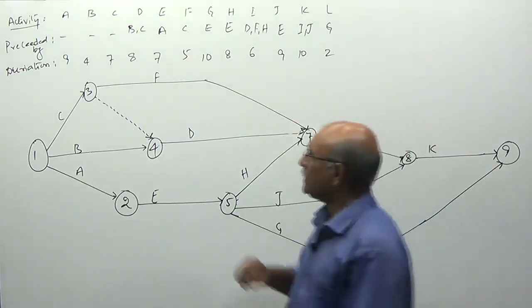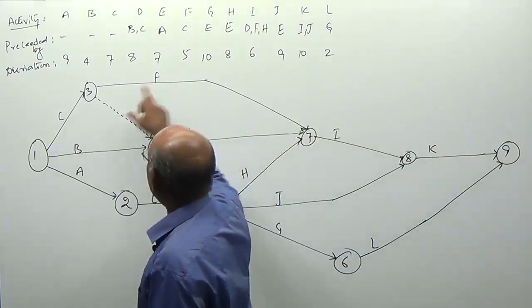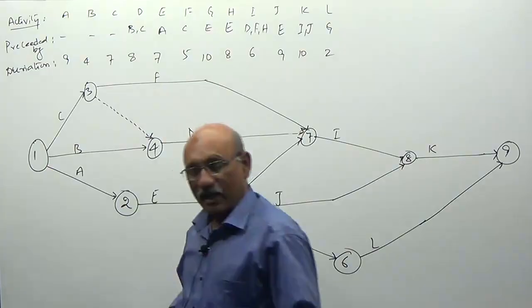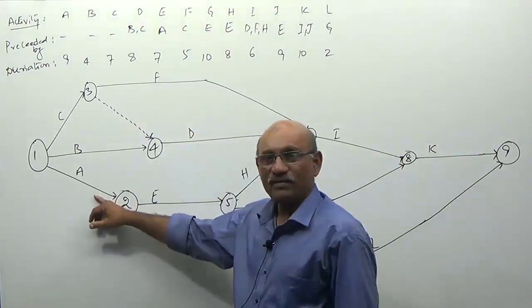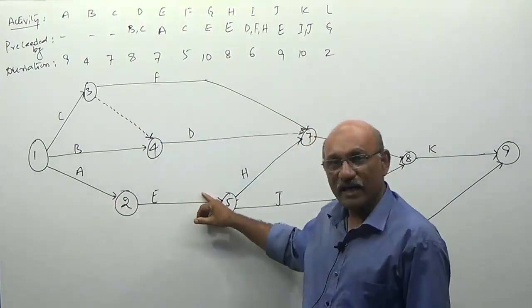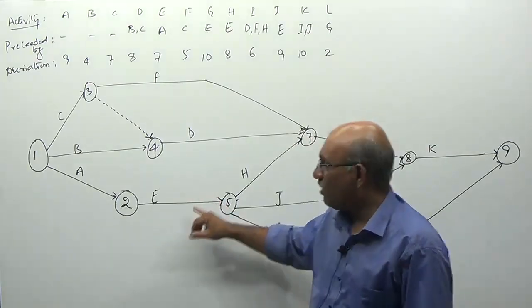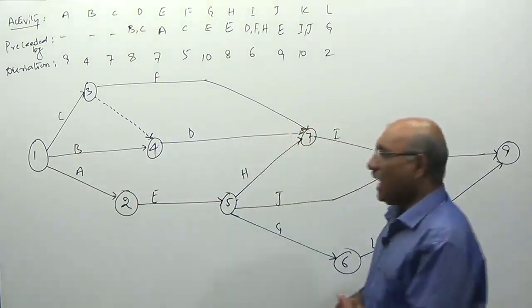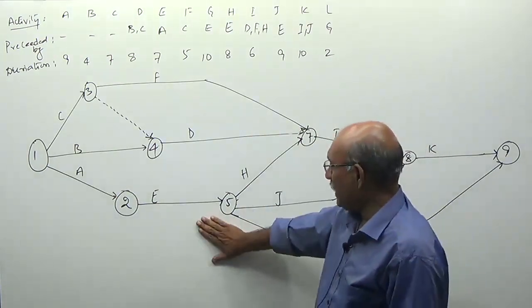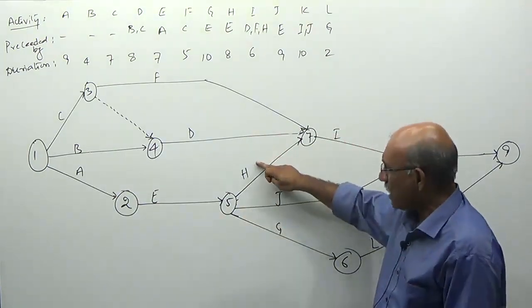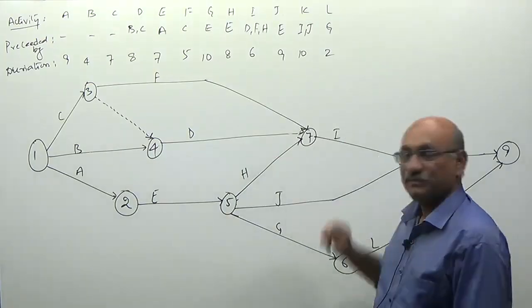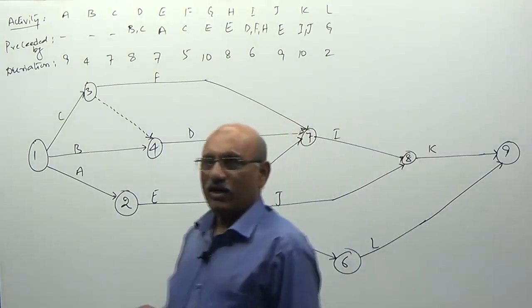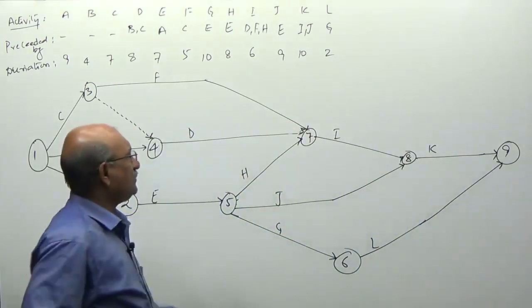Next, when C is completed, sir, I started activity F. When A is completed, I started activity E. Because starting time of E is dependent on the completion time of A. As and when activity E is completed, you can start H comma J comma G. 3 activities simultaneously you can start.